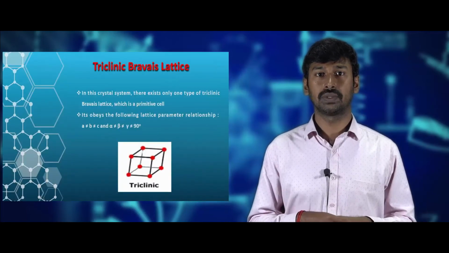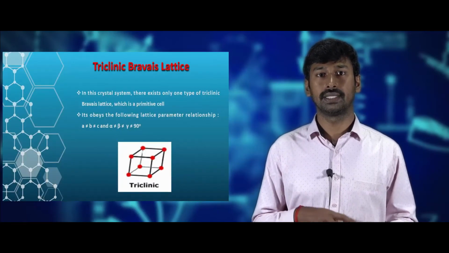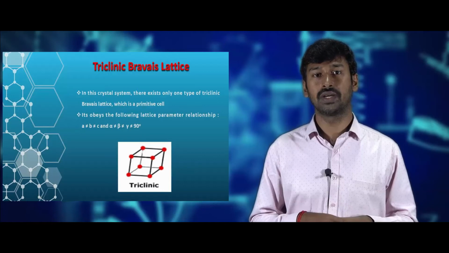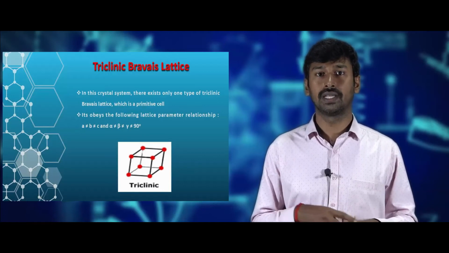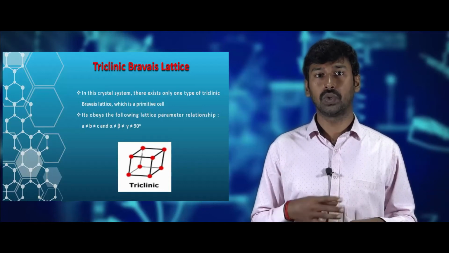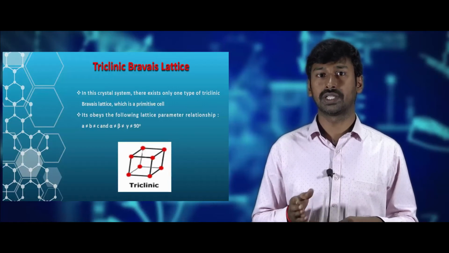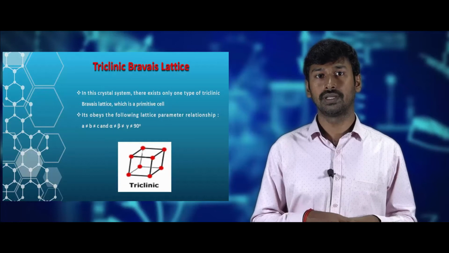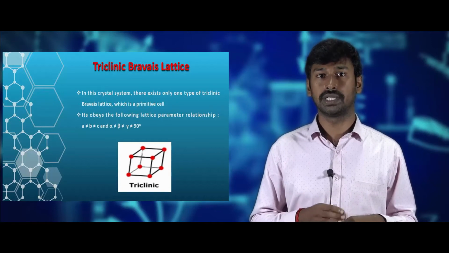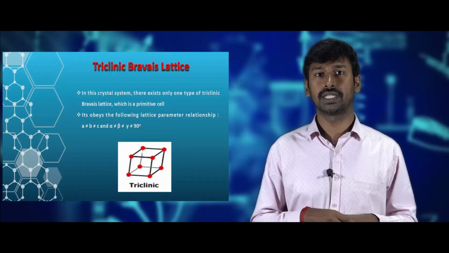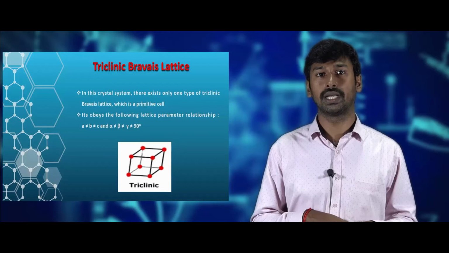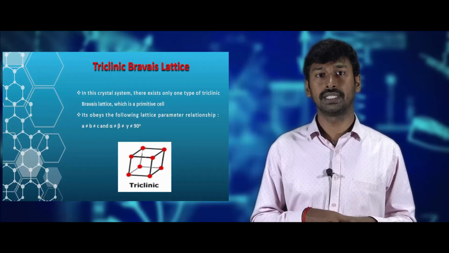First, we will discuss the triclinic Bravais lattice. In this crystal system, there exists only one type of Bravais lattice, which is the primitive cell. It obeys the following lattice parameter relationship: a is not equal to b, b is not equal to c, and alpha is not equal to beta, beta is not equal to gamma, none equal to 90 degrees. The figure illustrates the triclinic Bravais lattice in which atoms are located at the corners of the system, that is the primitive cell.